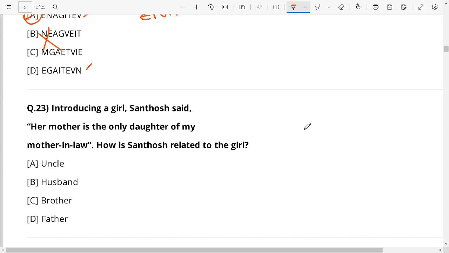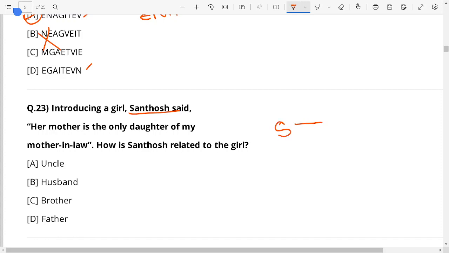Introducing a girl, Santosh said, her mother is the only daughter of my mother-in-law. How is Santosh related to the girl? Look at the question carefully. Introducing a girl. Santosh is a person. Introducing a girl, he said her mother, that is the girl's mother.